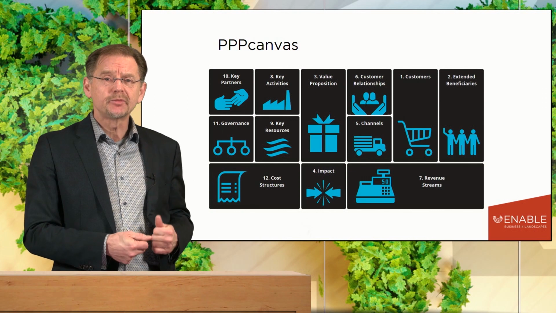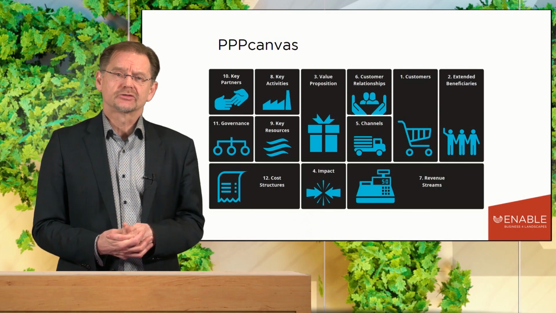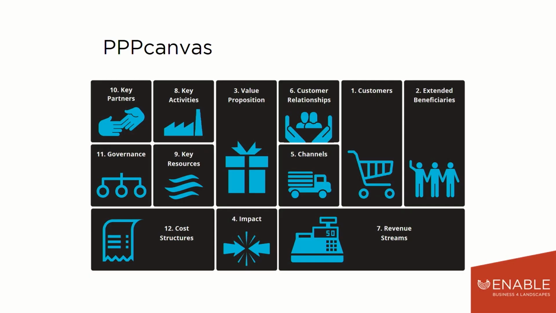So this is what the PPP canvas looks like. As you can see, it has added the following building blocks to the original canvas. One is the extended beneficiaries. A beneficiary is an individual, a community, or an organization who benefits in an extended manner from the value created by the PPP product or service. Extended beneficiaries do not pay directly for the product or the service, and this makes them different from ordinary customers. Examples are parents who profit from their well-educated child, and citizens who experience personal well-being from a greener environment.